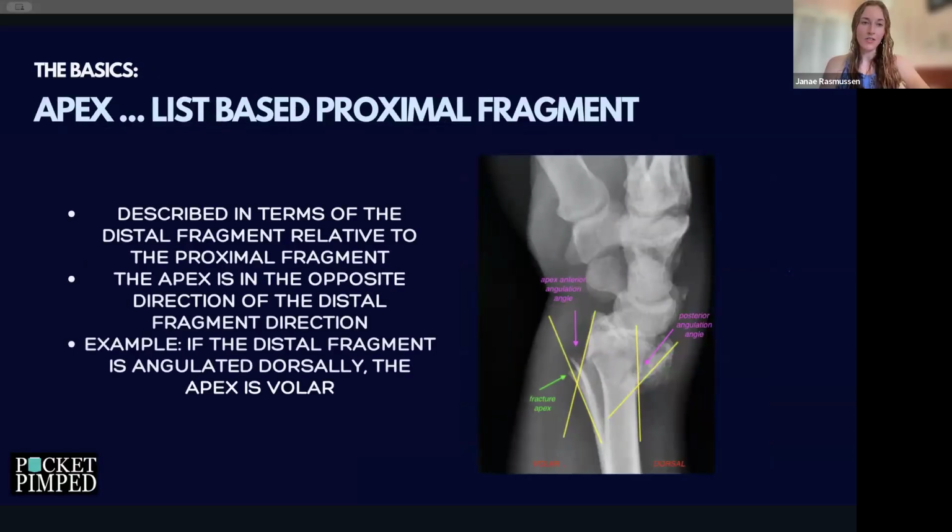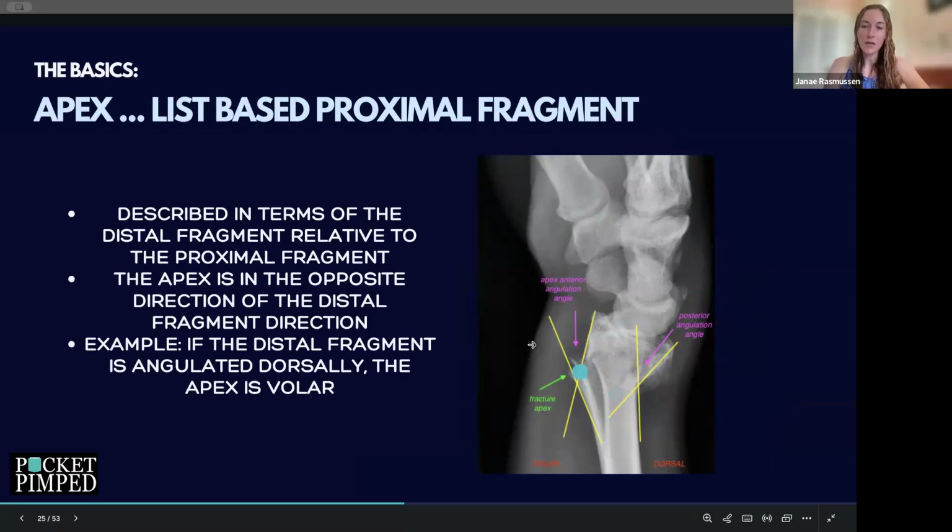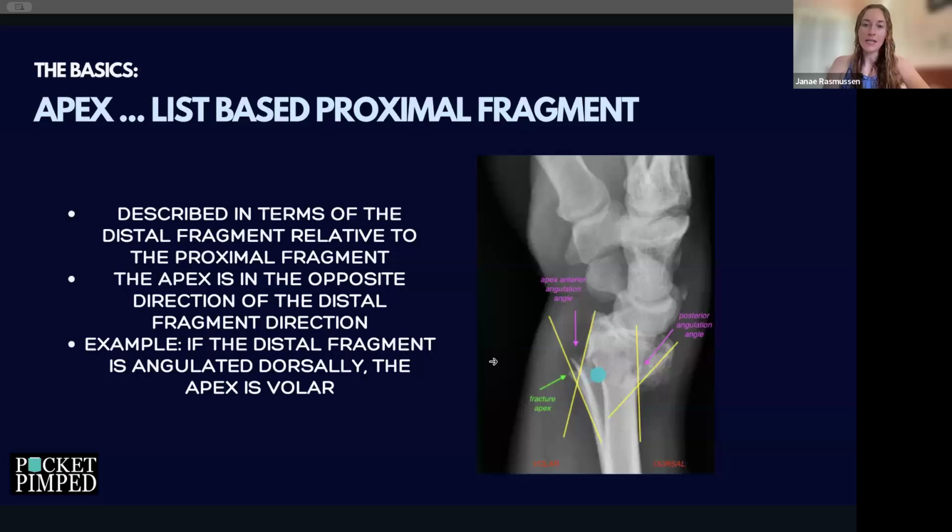And then when we describe the apex of the fracture, this is listed based on the proximal fragment. So distal meaning further out, proximal being closer to the body. In this example here, I really like this image. The distal end of the fracture here is dorsally displaced, meaning it's going towards the back of the hand. And this means that the fracture apex is going volar. So this is apex anterior or apex volar angulation.